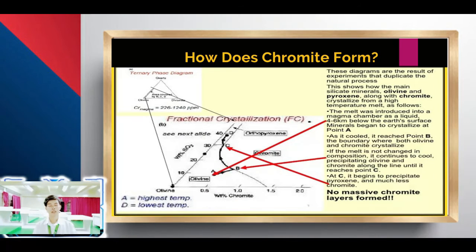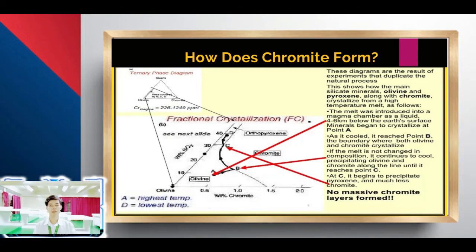Moving on, how does chromite form? We have what is called a ternary phase diagram. This diagram shows how main silicate minerals such as olivine and pyroxene, along with chromite, crystallize from a high temperature melt. As we all know, the melt was introduced into a magma chamber as a liquid. 4 to 6 kilometers below the Earth's surface, minerals began to crystallize at point A. At point A, olivine minerals crystallize along with chromite.